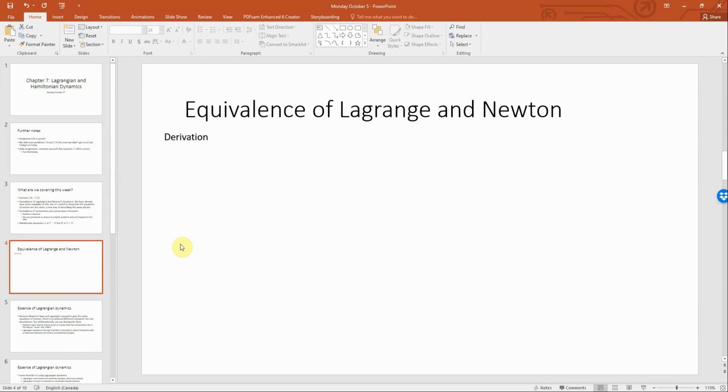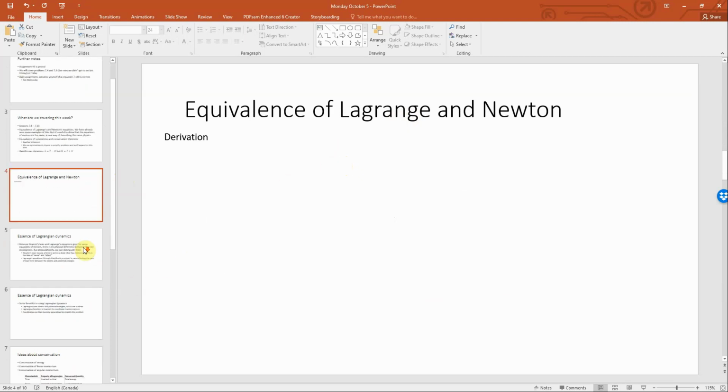I'll be going through the equivalence of Lagrangian and Newtonian mechanics. I've been getting some comments saying that people like it more when I actually go through the derivations in class rather than just have them there and read through them. So I'll actually be going through the derivation for you guys.